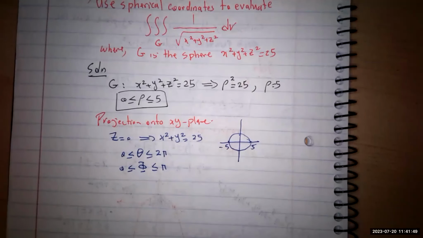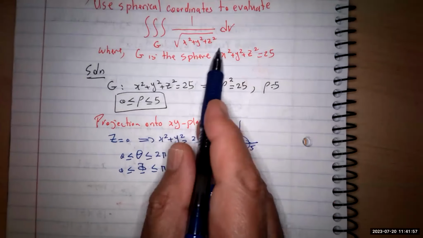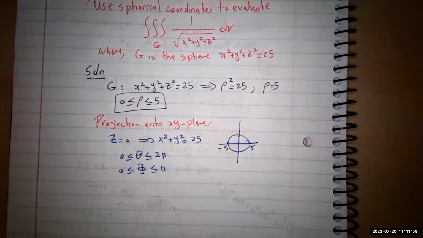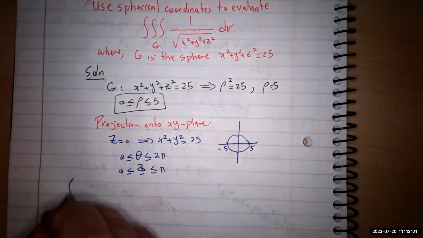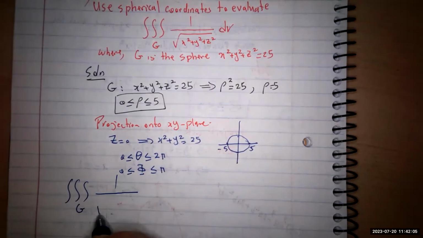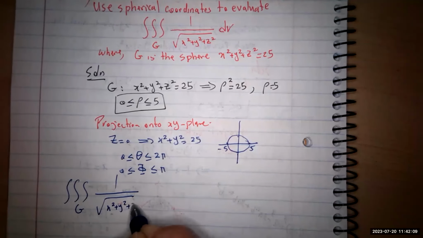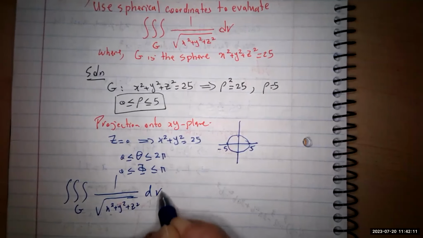Okay, so we have everything we need. So we go back, we set up the integral in spherical coordinates, and you have to change the function. The function is nice, so this is how we're going to handle it. The given one is this one, x squared plus y squared plus z squared. So we change it.